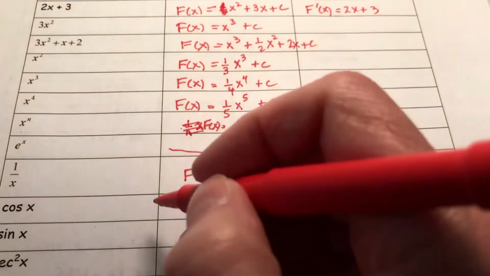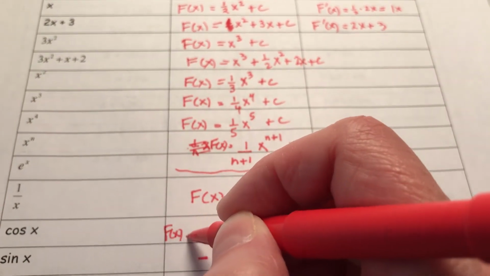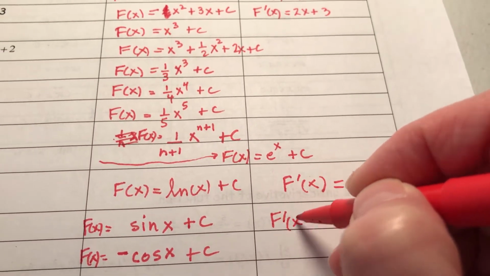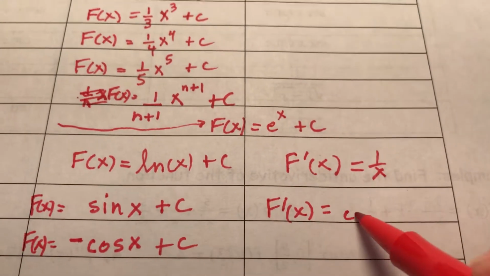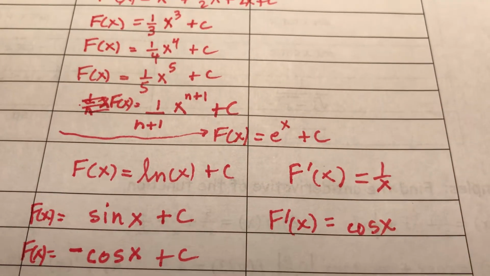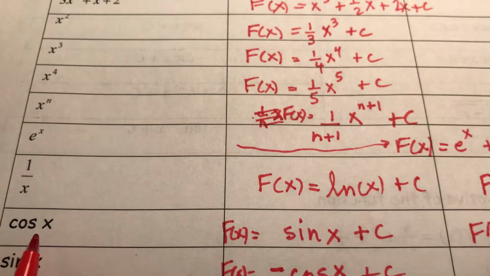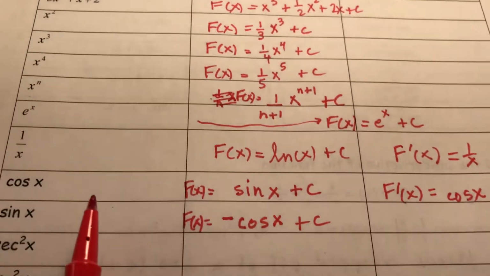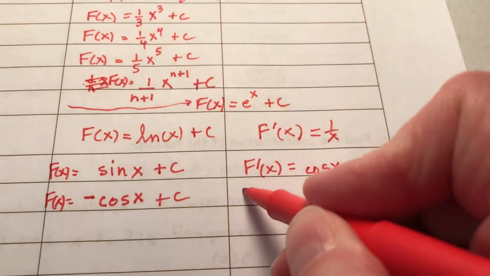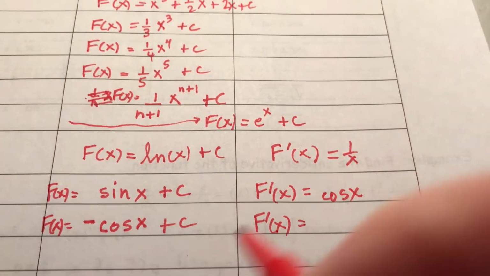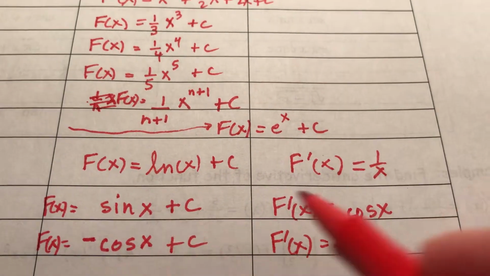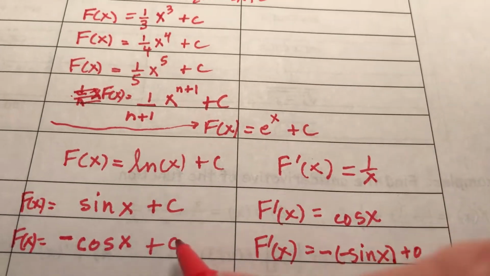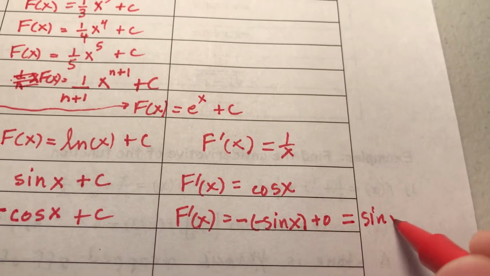Now let's check if I'm calling this my antiderivative. I can always take the derivative. And the derivative of that is cosine x, and the derivative of c is 0. So that's correct. So you should always end up with your little f of x up at the top, the function. Now let's take the derivative of this one, capital F prime of x. If I'm taking the derivative of that, it's negative, and the derivative of cosine is negative sine x plus 0 right there. So that gives me sine of x.